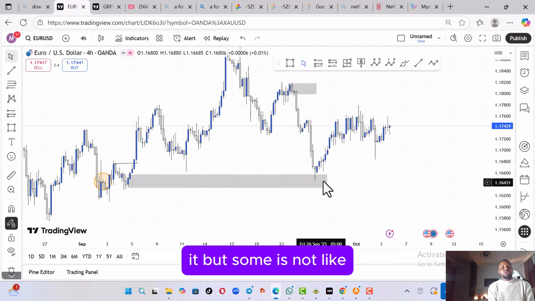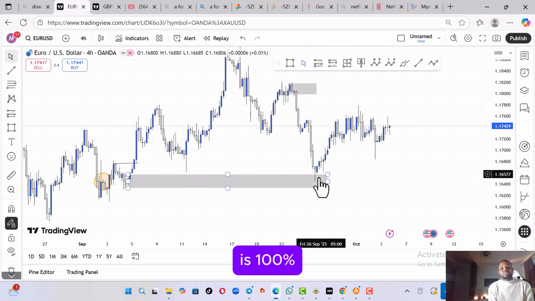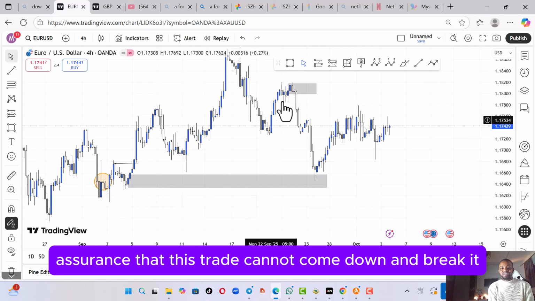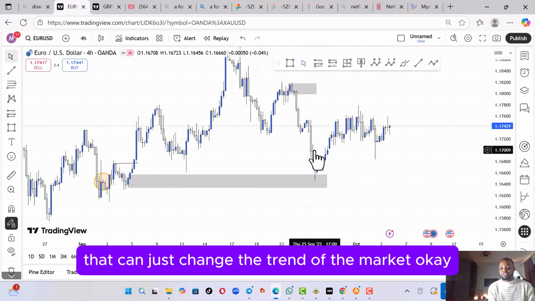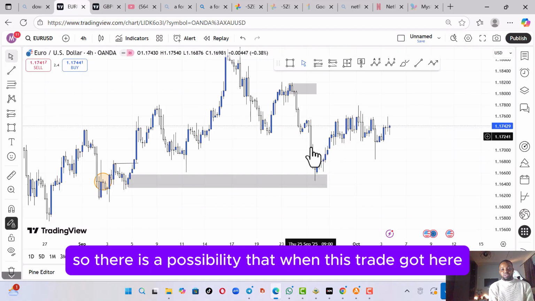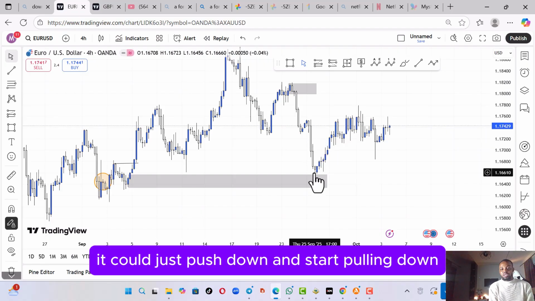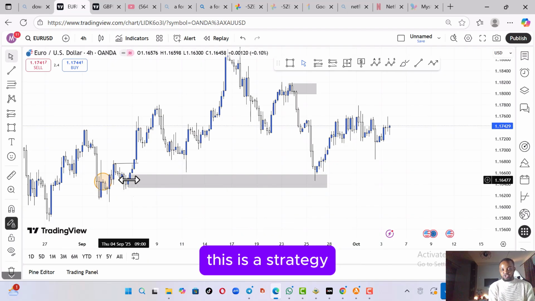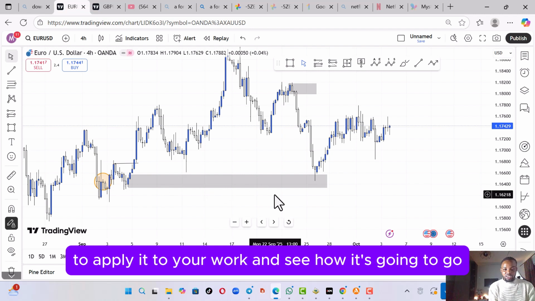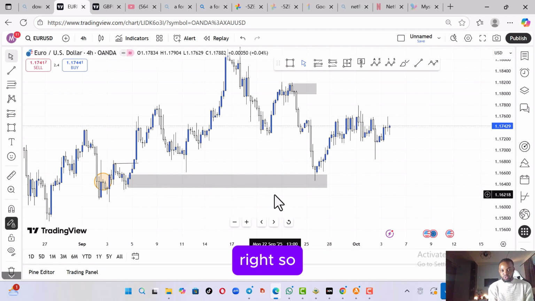But it's not like it's 100% assurance that this trade cannot come down and break it. Sometimes we have what we call news events that can just change the trend of the market. So there's a possibility that when this trade got here, it could just push down and start pulling down. But since we did not have that, this is a strategy. You apply it to your work and see how it's going to go, right?